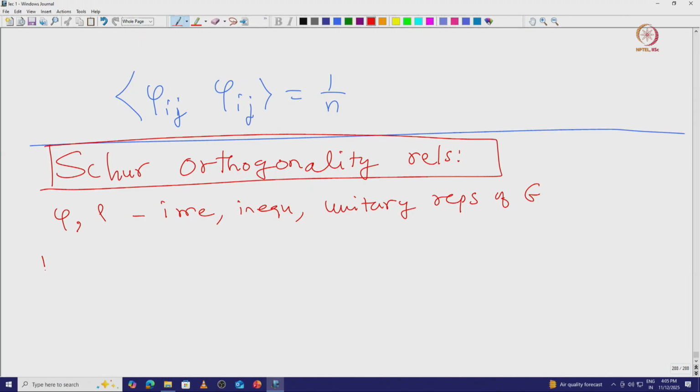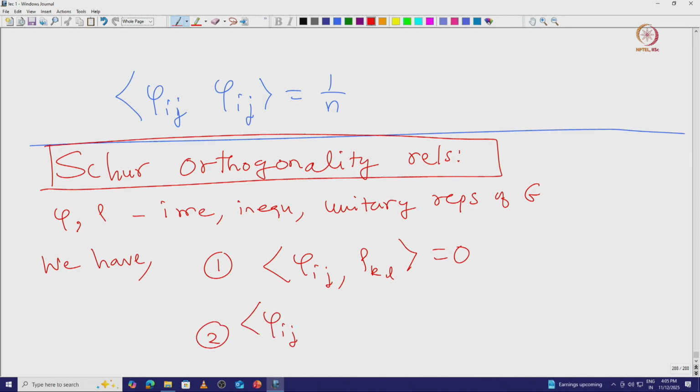Then we have the following orthogonality relations. The first relation: phi_ij and rho_kl are orthogonal to each other. And when we compute the inner product of phi_ij and phi_kl, this is going to be exactly 1 by n if i equals k and j equals l, and 0 otherwise.